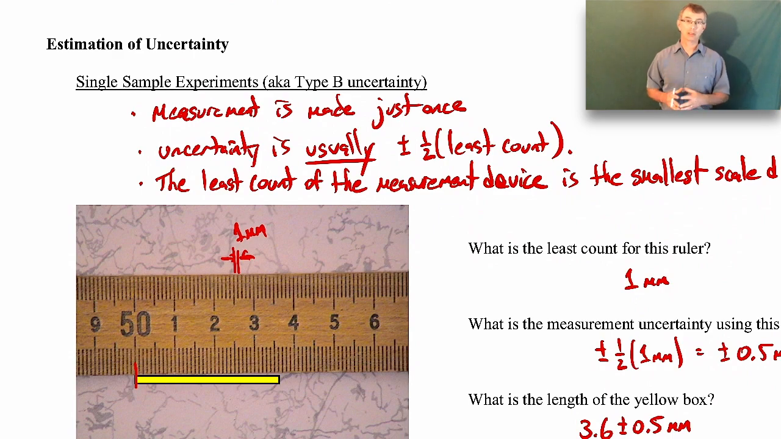So use the stopwatch example as an example of that. Even though a stopwatch can go out to 1/100th of a second, you can really only, with confidence, get a measurement to 1/10 of a second. So your least count in that case would be 1/10 of a second, and your uncertainty would be plus or minus 1/2 that least count. So that's how you deal with single sample experiments.